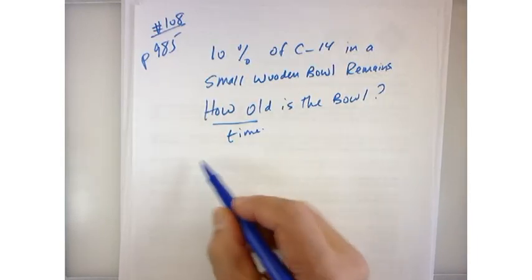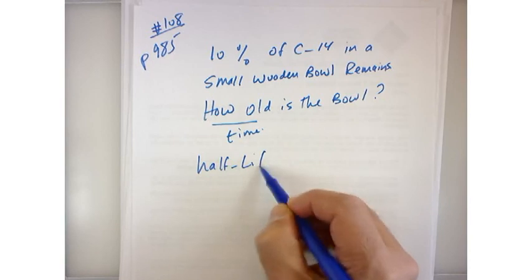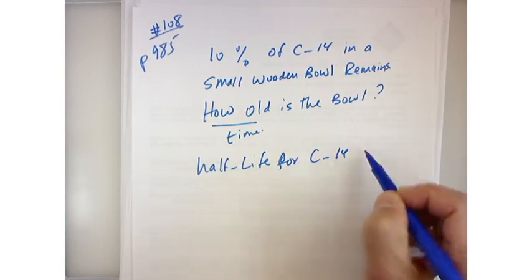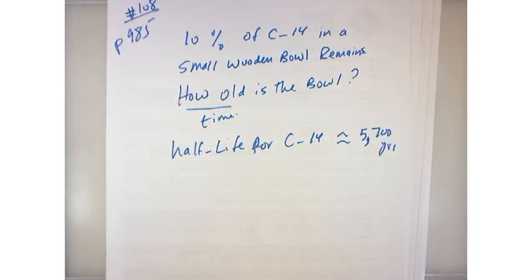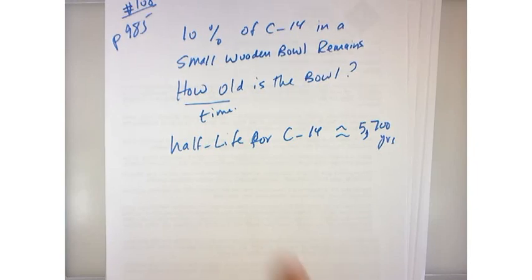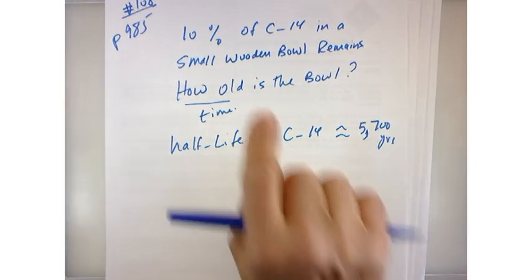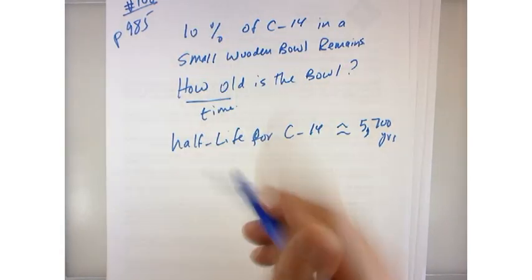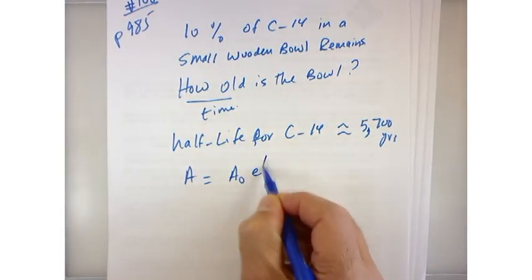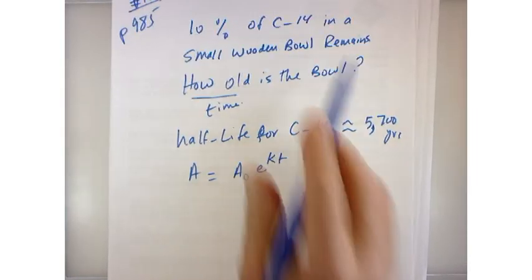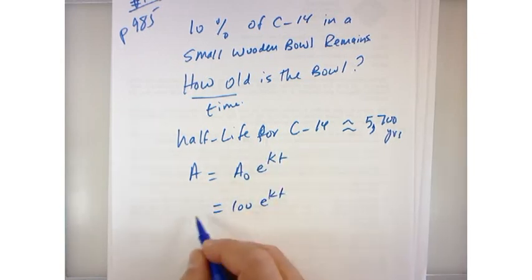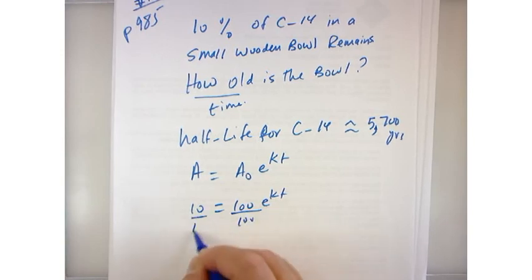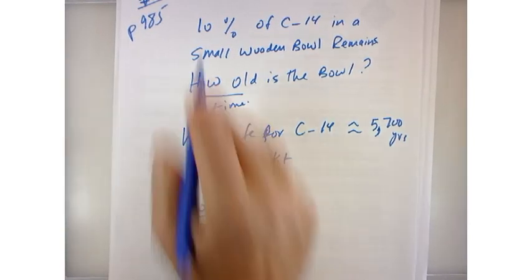So they need time. And we have the half-life that's given in the book for C14, which is roughly 5,700 years. It takes a long time for C14 to decay in half. To find how old the ball is if 10% remains, remember A equals A0 e to the kt. If you use 100 for initial grams, then 10% is going to be 10. Remember what I told you? You're going to have 0.10 here, no matter what.